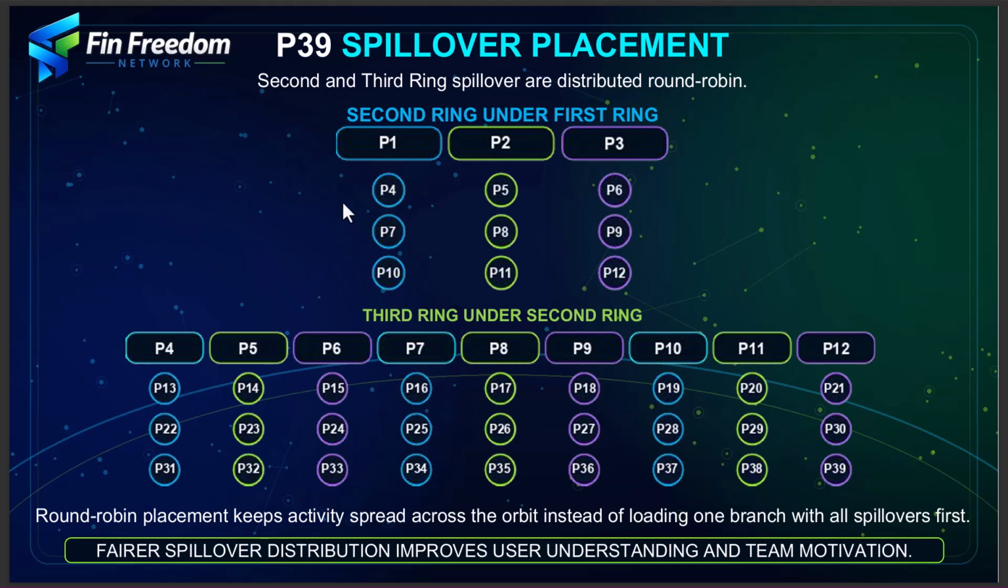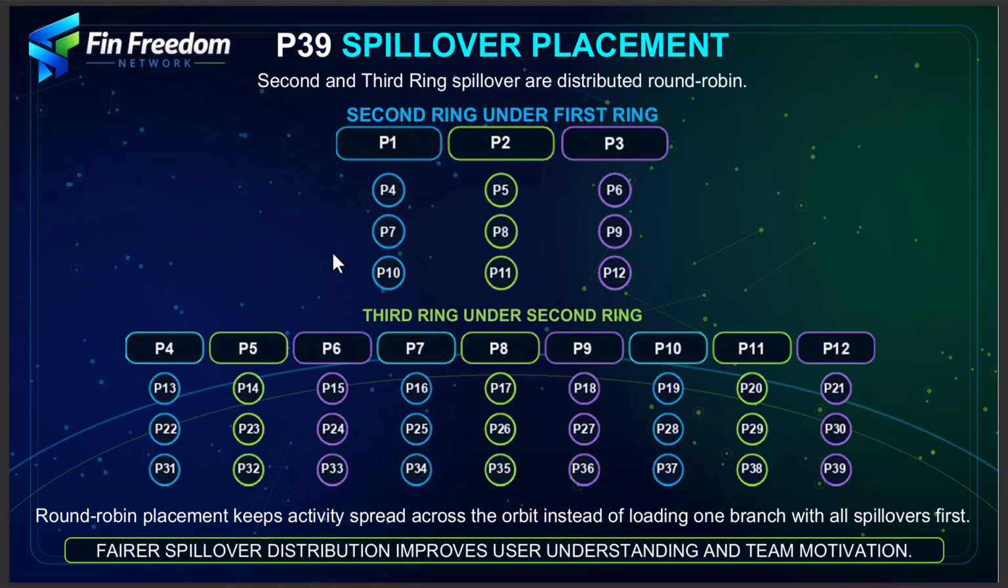Of course, we are going through the round robin and distribution model. So we have second ring under first ring: P1, P2, P3, P4, P5, P6, P7, P8, P9, P10, P11, P12. The third ring under second ring: P4, P5. So this is how the spillover works. Don't try to understand this.